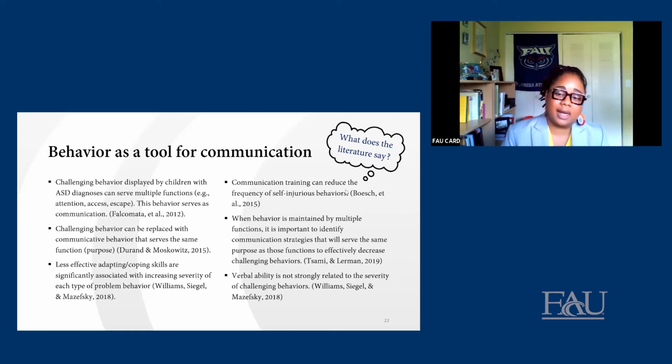Verbal ability is not strongly related to severity of challenging behaviors. Oftentimes we think it's because a child is nonverbal that we see these challenging behaviors. We see challenging behaviors in children who are also verbal. So we want to think about what other communicative purposes the behavior might be serving other than verbal behavior.